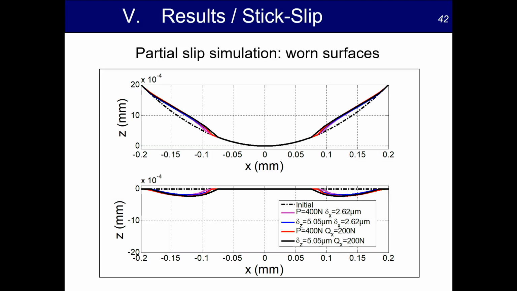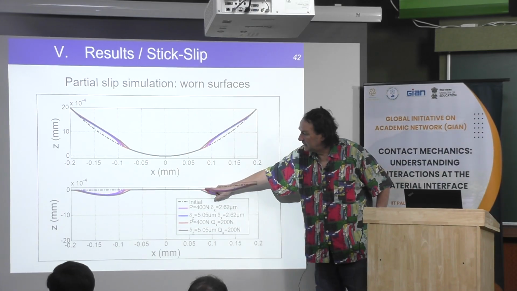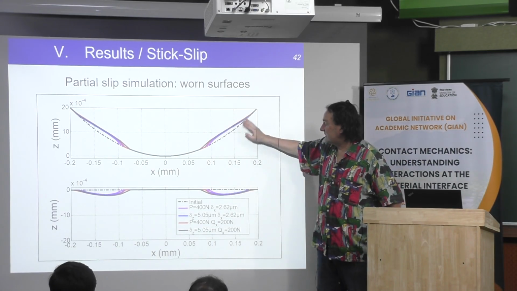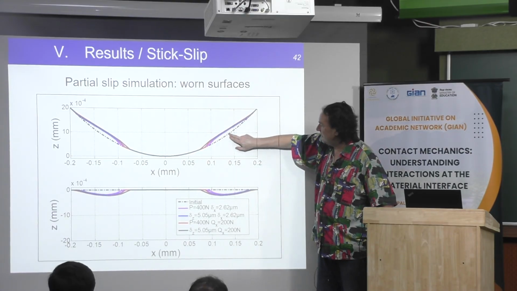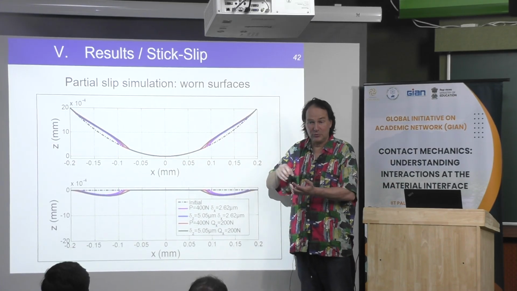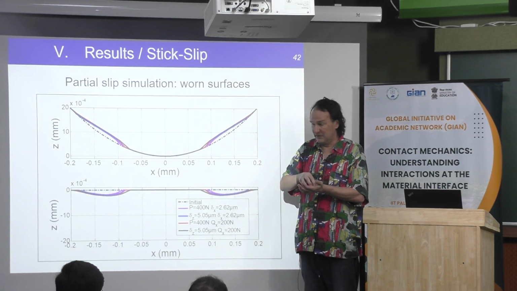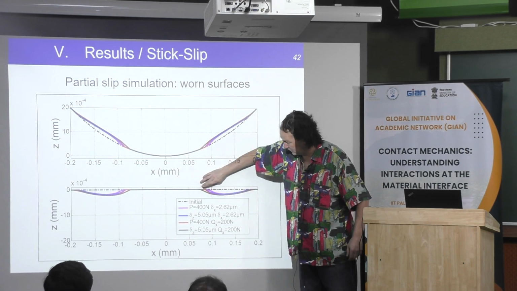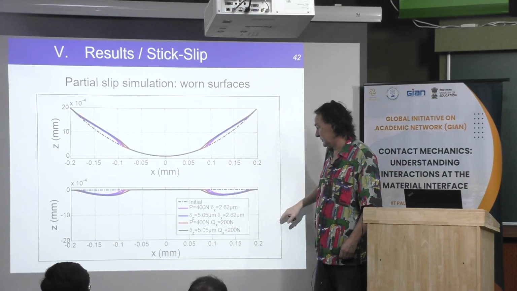Then this is a simulation with partial slip. Here we will stay always in partial slip. Then you can see that in the center of the contact, here this is the geometry, which is first a cylinder. And you can see that it remains a cylinder at the center because there is no sliding. No sliding means no wear, because it is sticking. And here you can see the wear depth for different conditions.